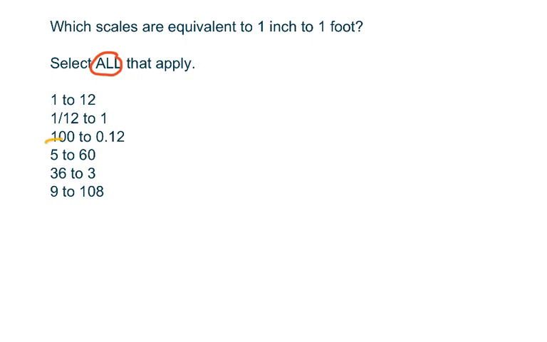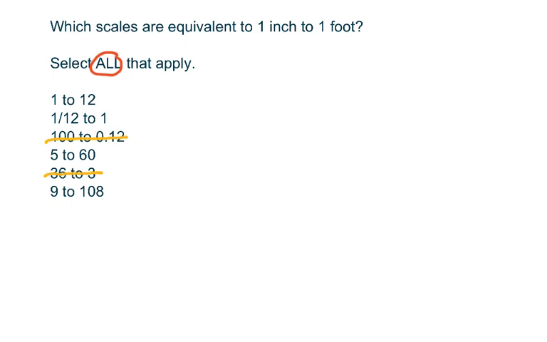So I'm going to eliminate 100 to 12 hundredths because 12 hundredths is a smaller value, but it's in the second place. So that doesn't follow the order we have here. Same thing for 36 to 3. Although 36 to 3 is in the relationship of times 12, it's in the wrong direction. So if it were reversed, that would work. But in this case, this isn't going to be equivalent to the scale of 1 inch to 1 foot.